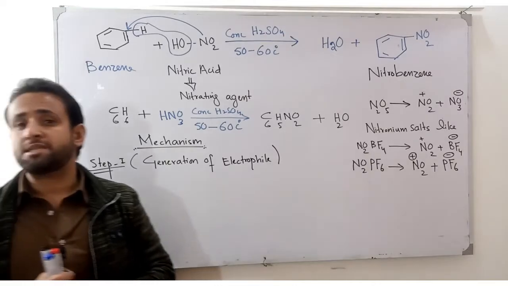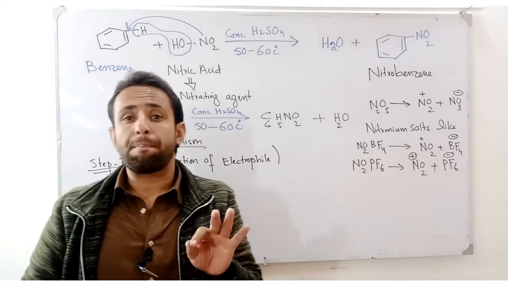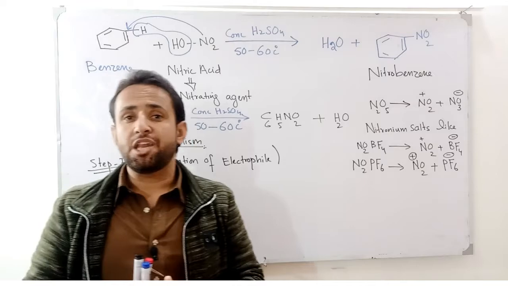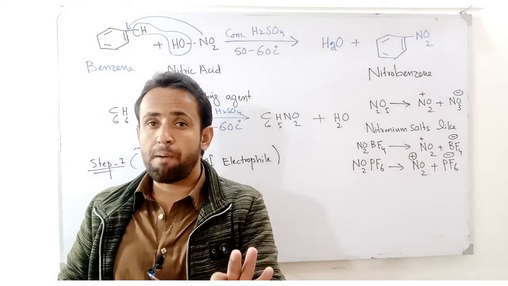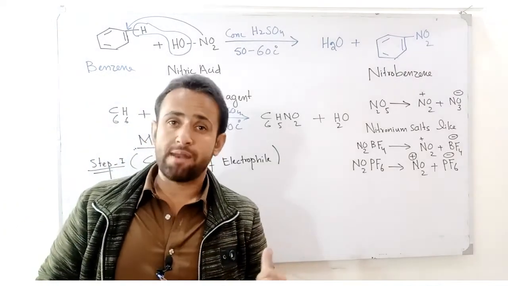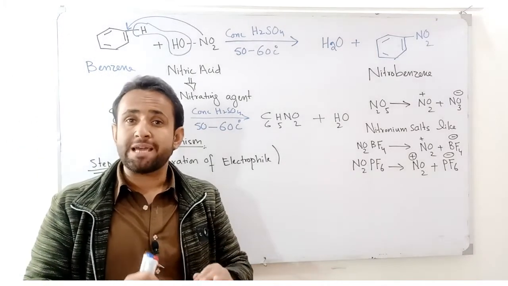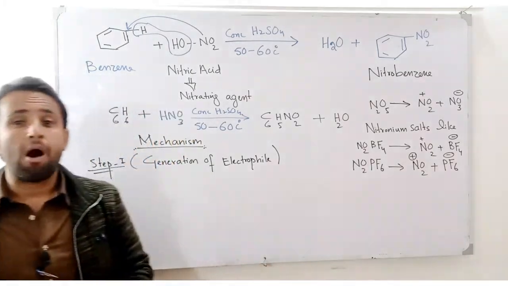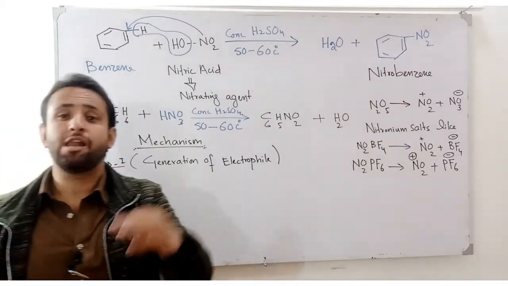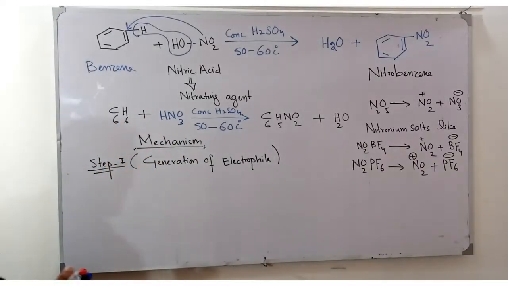Why do we generate an electrophile in this reaction? Since this is an electrophilic reaction, in electrophilic reactions the initial attack is always done by an electrophile. That is why we generate an electrophile in step one. You have to remember in your mind that this is an electrophilic aromatic substitution reaction. Therefore the initial attack is always required by an electrophile. So that's why step one is known as generation of electrophile.